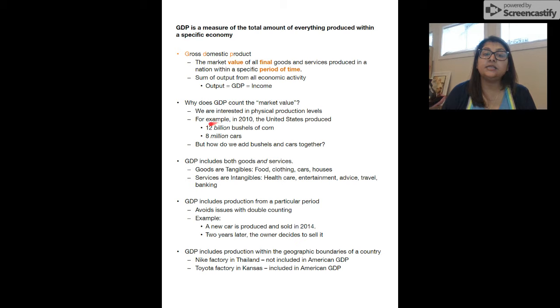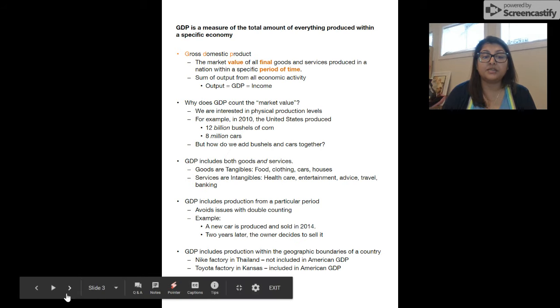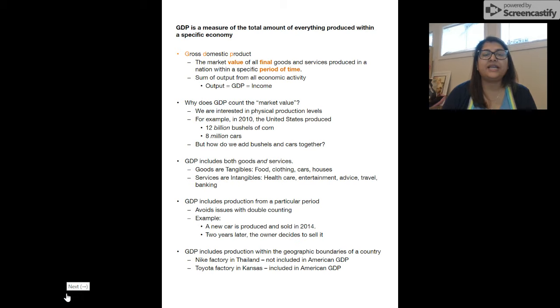See, because these 12 billion bushels of corn must have been sold, at what price were they sold? Right? So if I take the price of each bushel of corn and multiply it by the 12 billion bushels of corn that were produced, I get the market value of corn that was produced in the United States in a given year.